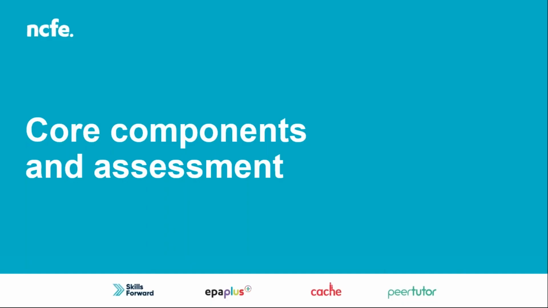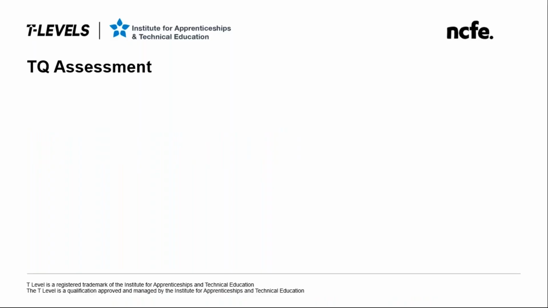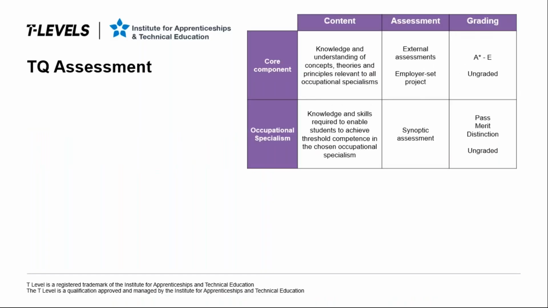So that's the TQ. Now let's look at the core components and assessments. This first table provides an overview of the TQ assessment. The first row shows the core component, which is externally set and marked assessments. The grading for this is from A* to U. The second row shows the occupational specialism content and assessment, which I'll refer to as the OS from now on, and it's assessed via a range of tasks depending upon the specialism.